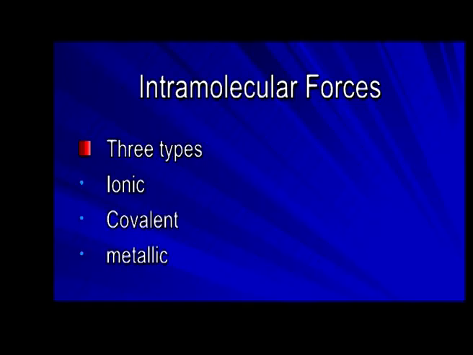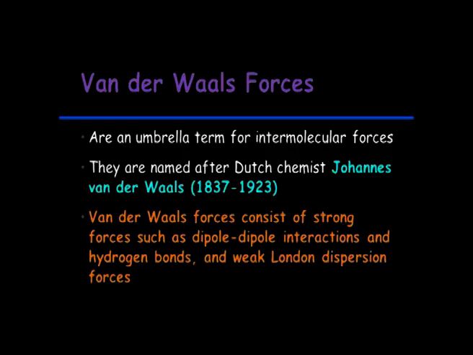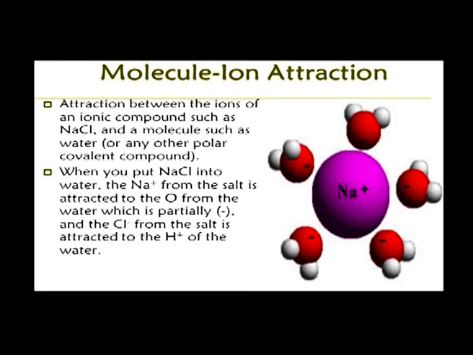Three types of intramolecular bonds are known, for example, covalent, ionic and metallic bonds. On the other hand, the intermolecular bonds refer to the forces of attraction that hold molecules together. These types of bonds are normally weaker. There are mainly three types, for example, hydrogen bonds, Van der Waals bonds or Van der Waals forces, and molecular ion attraction.